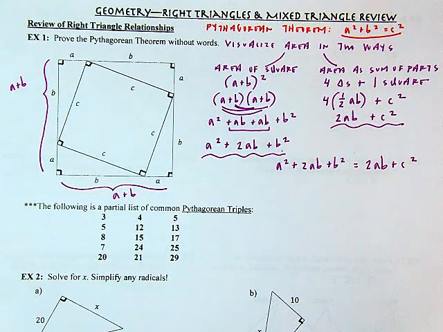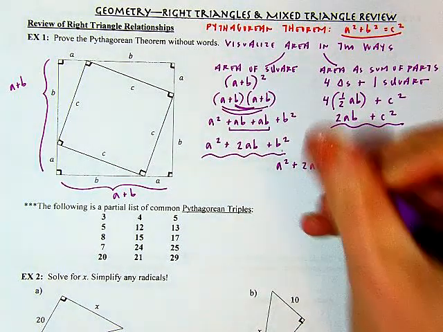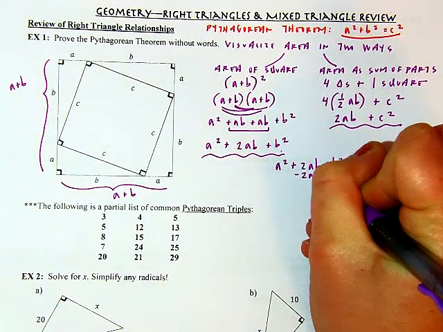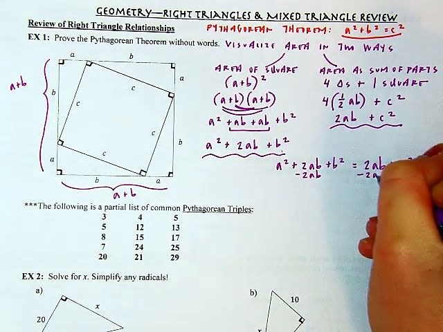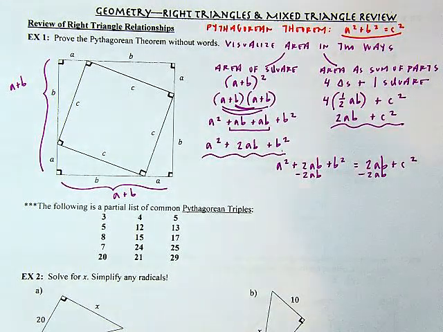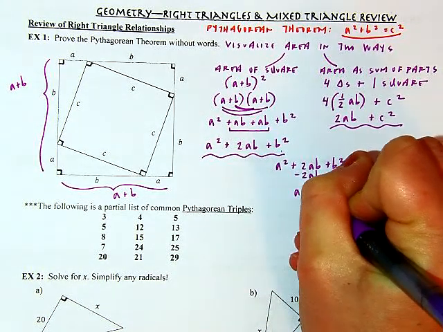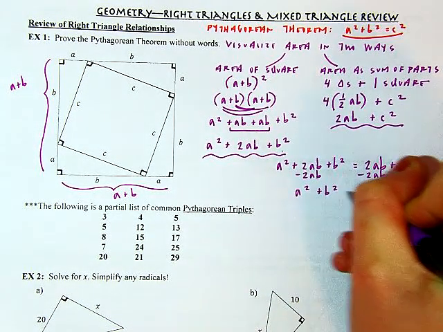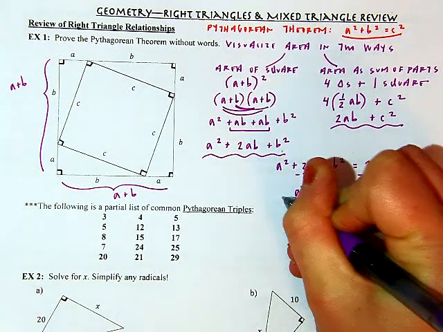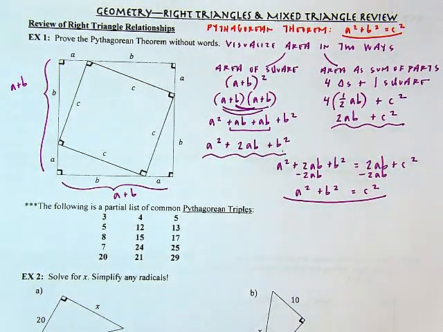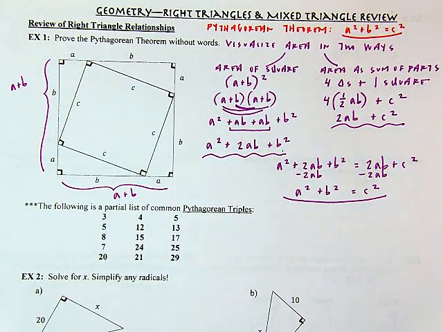Okay, now we see that if I subtract away the 2AB from the left, it's going to subtract away from the right as well, and it's going to leave us with the Pythagorean theorem. So A squared plus B squared equals C squared. So it's another way of confirming the Pythagorean theorem. A squared plus B squared equals C squared.